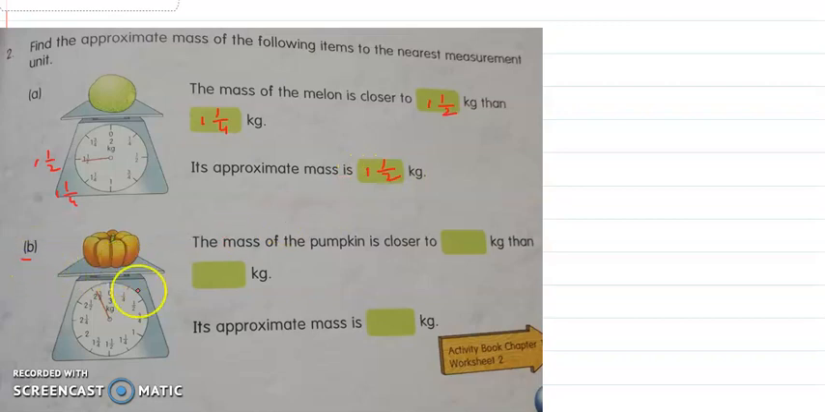And in the second one you can see the pointer of the mass scale is pointing between 3 kg and 2 3/4. So I will say the mass of the pumpkin is closer to 2 3/4 than 3 kg. As it is nearer to 2 3/4 and we are rounding to the nearest measurement unit, we can write the numbers in quarters and halves as well. So I will say its approximate mass is 2 3/4.